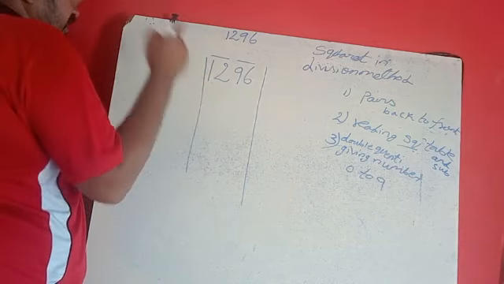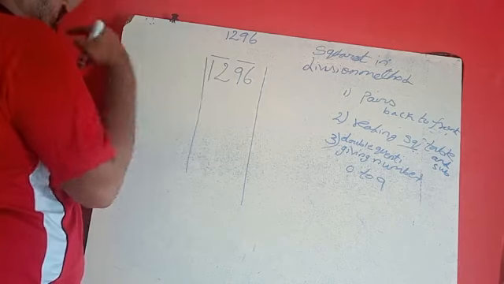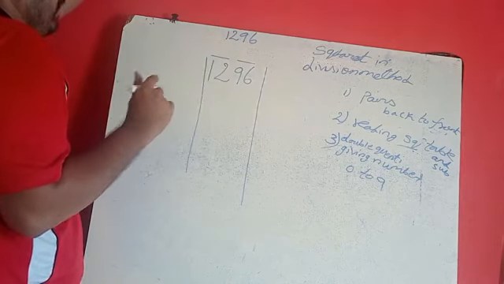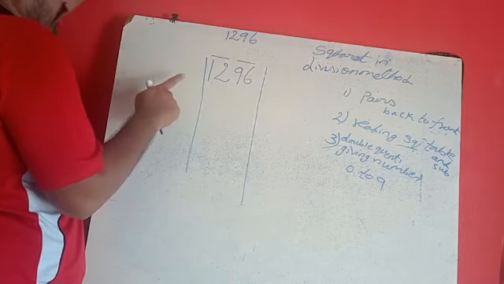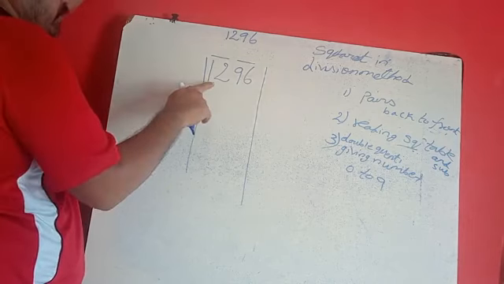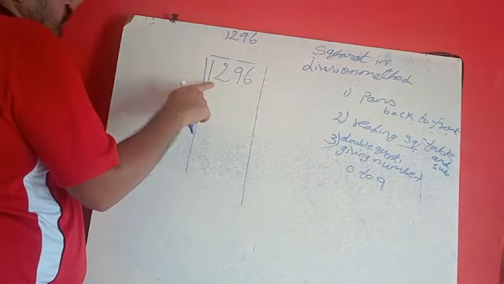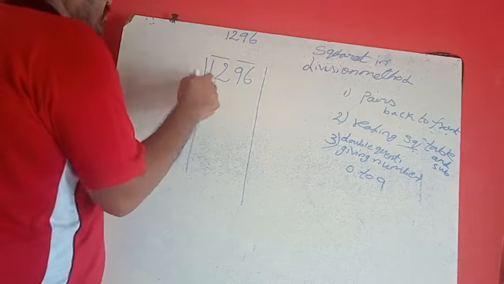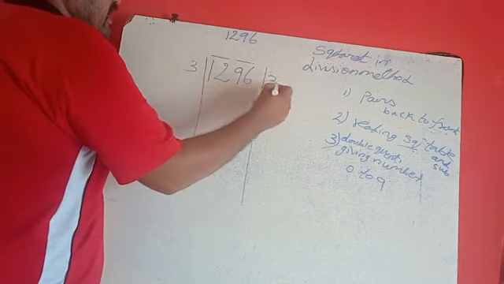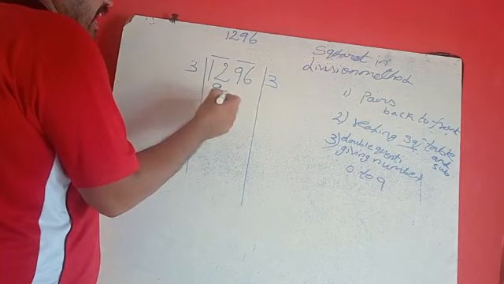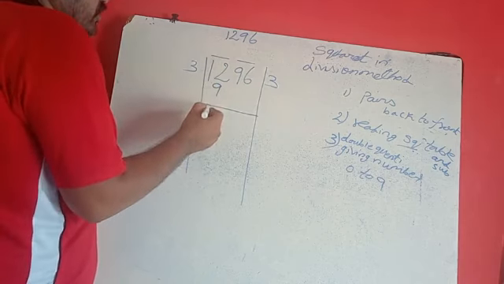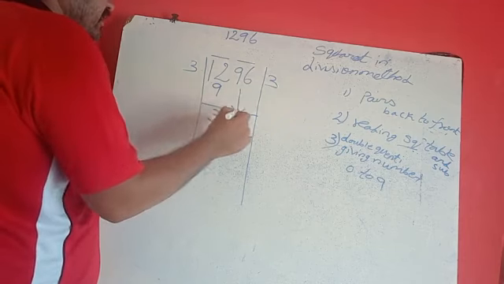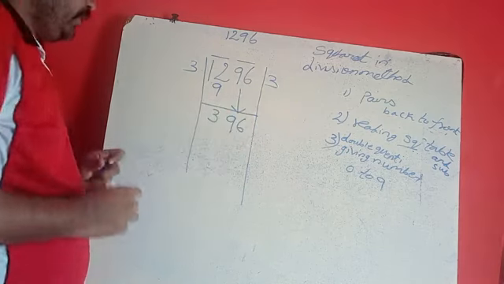Now take the first set. The first one is 12. Which table do we have to write? Compulsory square table only, not any other table. 1 one is 1, 2 twos are 4, 3 threes are 9, 4 fours are 16. 16 is more than 12, so only take 3 times. 3 threes are 9. Subtract: 12 minus 9 is 3. Drop the set, 96.